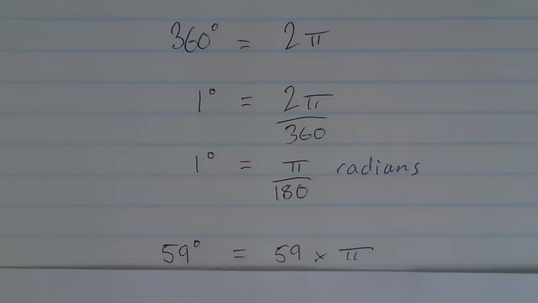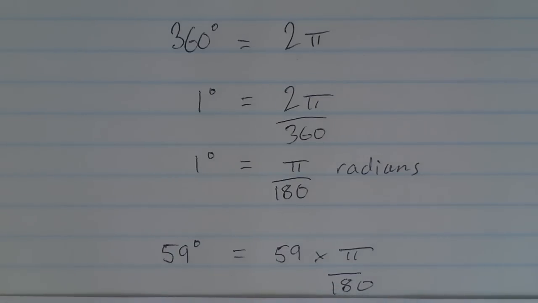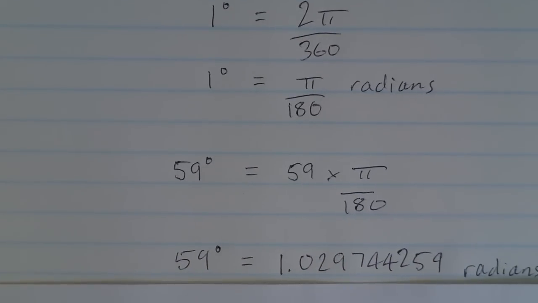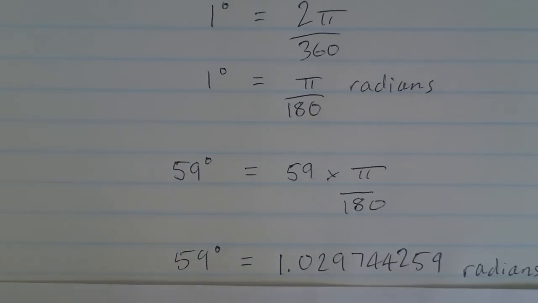So if we wanted to know what 59 degrees was in radians, then we're just multiplying both sides of this by 59. We've got 59 degrees equals 59 multiplied by pi divided by 180. And so we get that 59 degrees is 1.03 radians. Now, we can use the calculator to do this, and we can put this into memory, so it's going to help if there's lots of converting degrees to radians.